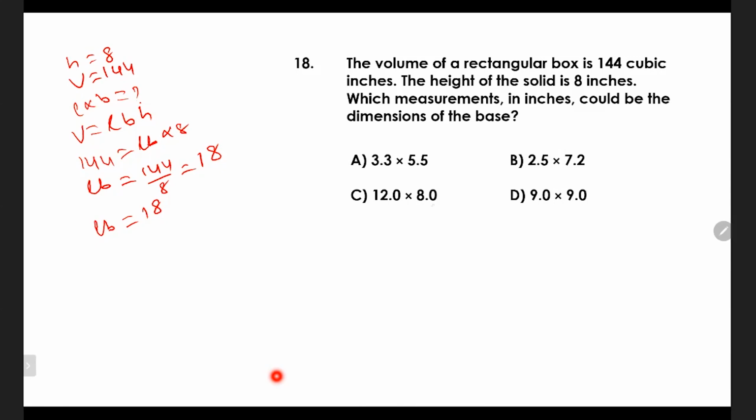12 into 8 will not give us 18. 9 into 9 is 81. 2.5 into 7.2 could be the answer. 5 into 3 is 15, so let us see either A or B. So 3.3 into 5.5.